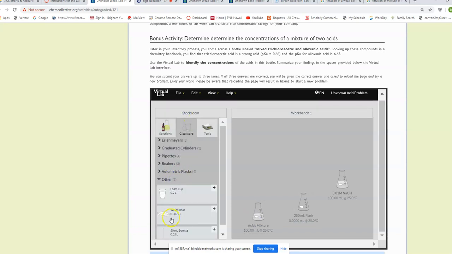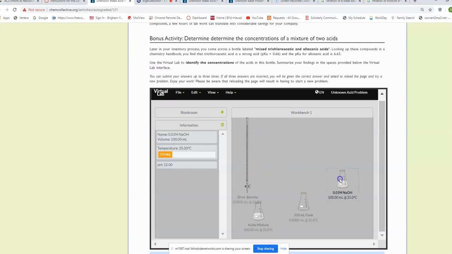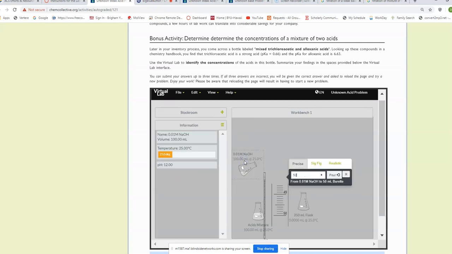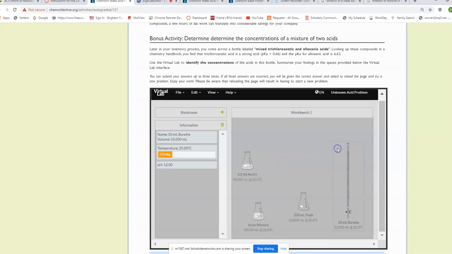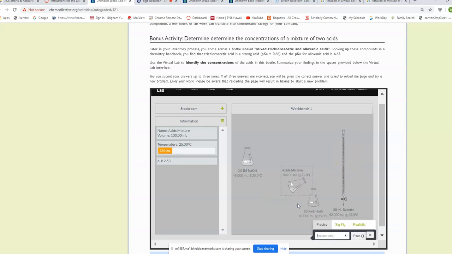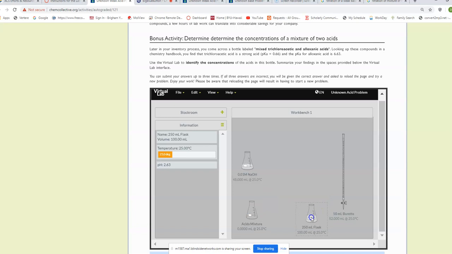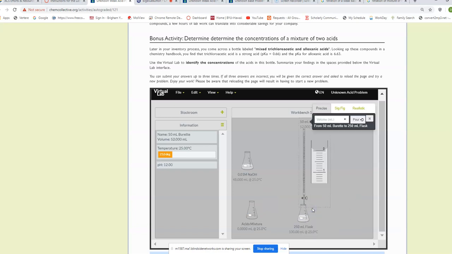So I want to get a burette, and we're going to put into it our 0.01 molar sodium hydroxide. So we said that if I put in 100 mils here, it was going to require about 20 mils of this stuff. So let's see if it's true. I'll just put in 1 milliliter to get the pH. 2.65, still very acidic.